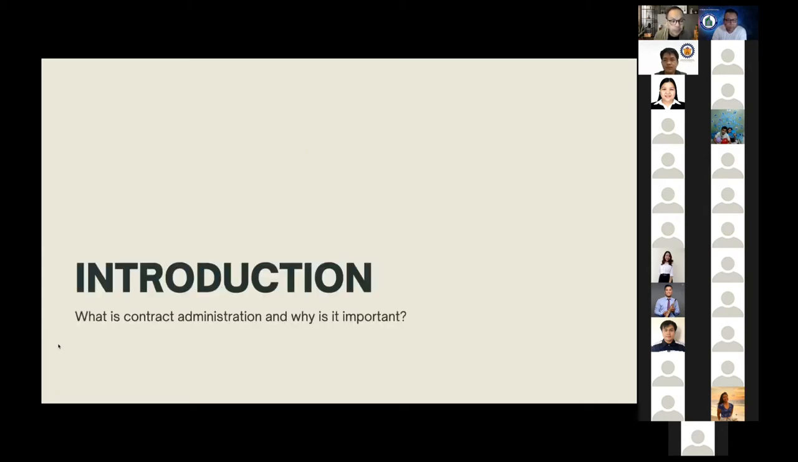Right. So we begin with the question: what is contract administration and why is it important? Contract administration is the management of a contract, in this case a construction contract, to ensure that the obligations of the parties are performed and their rights under the contract are preserved. A proper administration of the contract will lead to avoidance of disputes and, by extension, will lead to the timely completion of the project. Because of the broad scope of contract administration, I will only be covering three topics for today, which are the most common sources of disputes. These are variations, extension of time clauses, and liquidated damages clauses.